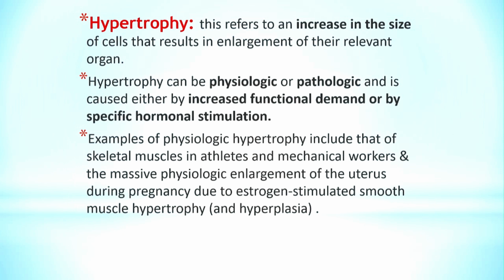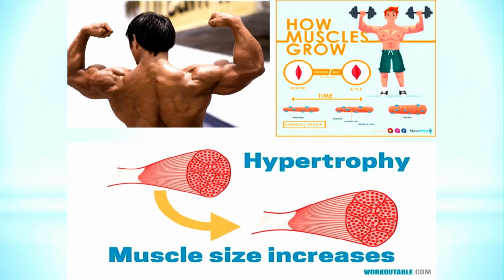First of them is hypertrophy. Hypertrophy refers to an increase in the size of the cells that results in the enlargement of the entire organ. Hypertrophy can be either physiological or pathological and is caused by increased functional demand or by specific hormonal stimulation. Examples of physiological hypertrophy are that induced in the skeletal muscles of athletes and manual workers, and the enlargement of the uterus during pregnancy.